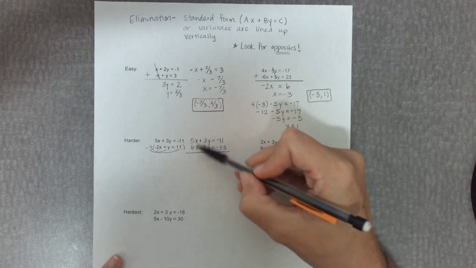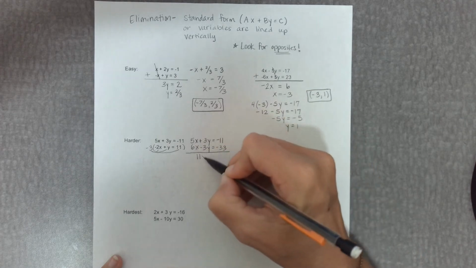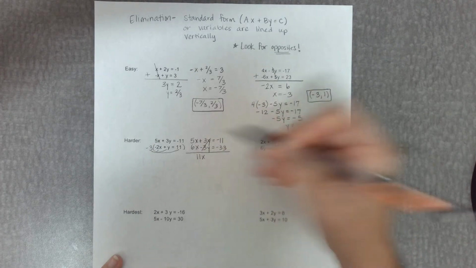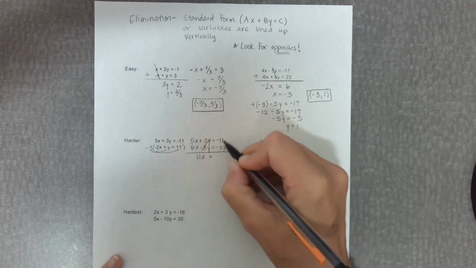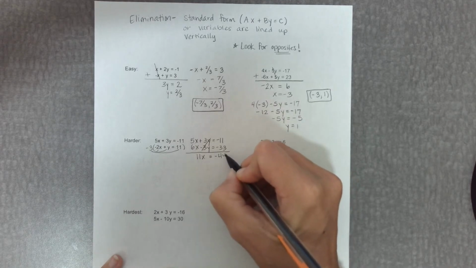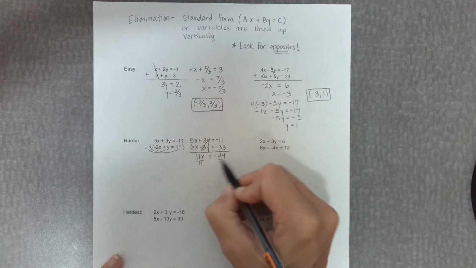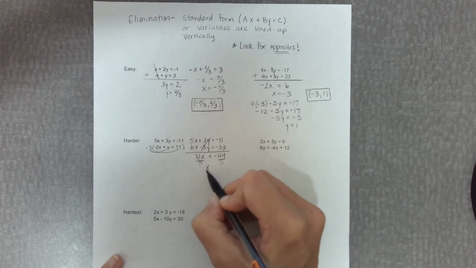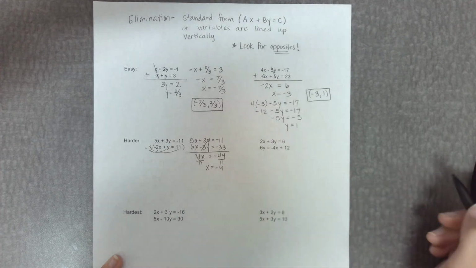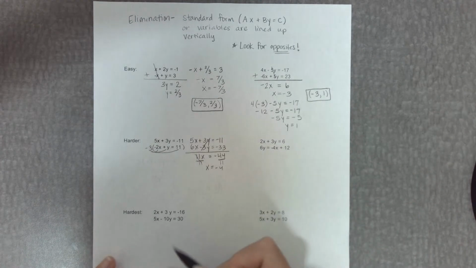So the x's, when you add those, becomes 11x. The y's eliminate because they cancel out. And then you add your constants and you get -44. And then you solve this by dividing both sides by 11. And so x is -4. And then you need to plug that back in to get your y.